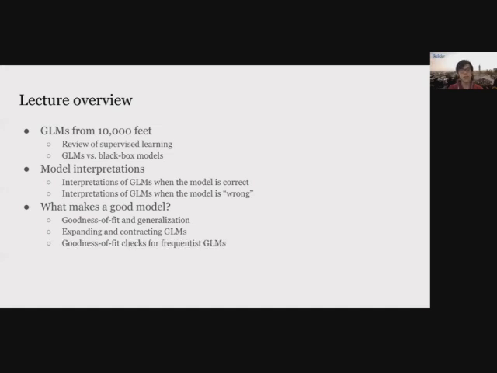Okay, and then we're going to talk about how to do goodness of fit checks for frequentist GLMs as well as for Bayesian GLMs. Just to note that for Bayesian GLMs, goodness of fit checks are also known by the term posterior predictive checks. These last two topics probably are not so common in data science education, but we feel that they are extremely important. And we hope that after this lecture, you get a very good understanding of how to use them in your future work.